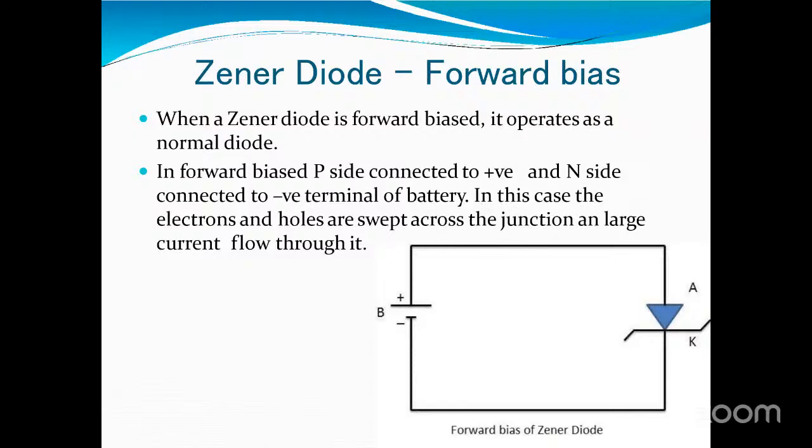So the electrons or holes are swept across the junction, and a large current flows through this Zener diode. That is also observed in the case of a junction diode. That's why it works as a normal diode in forward bias.